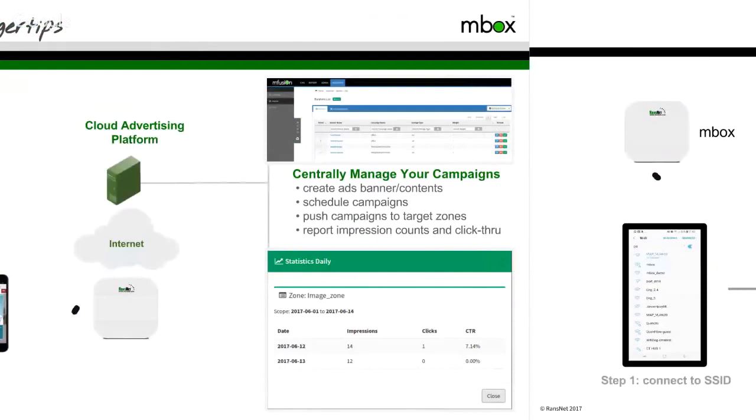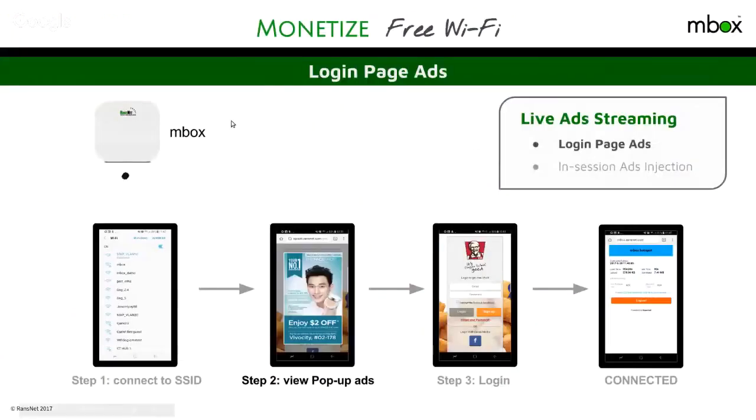This is basically how it works for login page ads. The user device will hook onto the Wi-Fi SSID of our mbox infrastructure. You can use third-party Wi-Fi infrastructure, third-party APs, as long as the gateway is our HSG. Once they connect to the SSID, they will see a pop-up ad. You can configure it to force them to watch the pop-up ad for a certain interval you define, maybe 5 seconds or 10 seconds. Then they can see the close button.